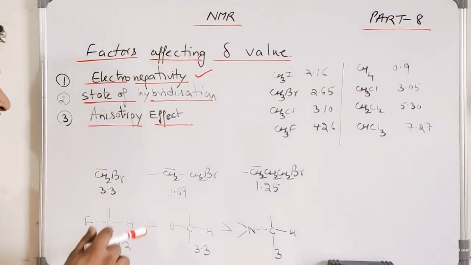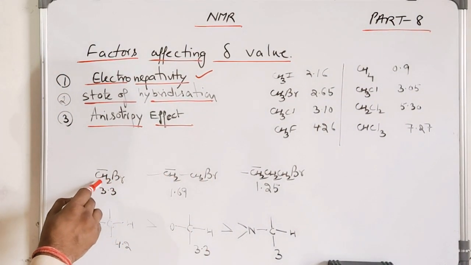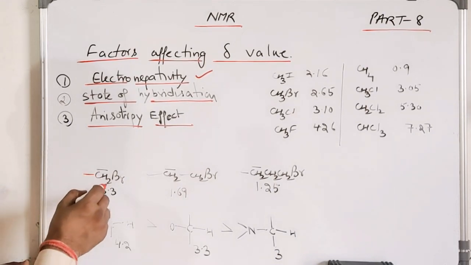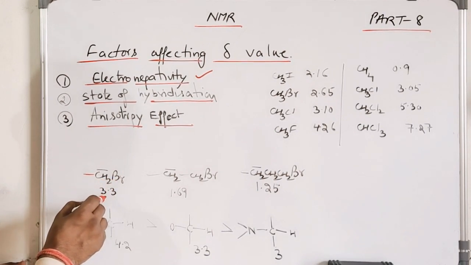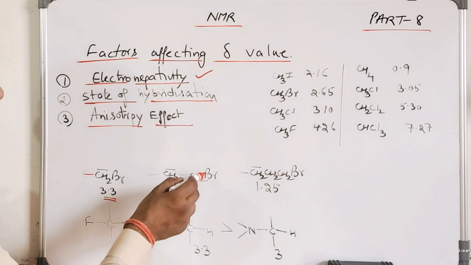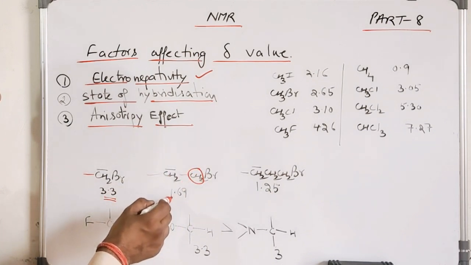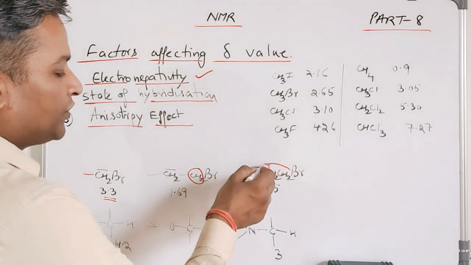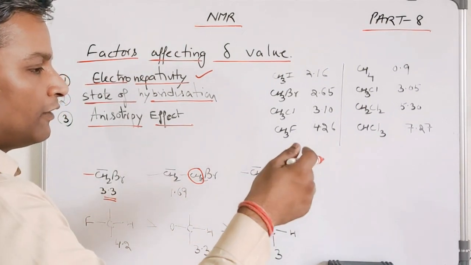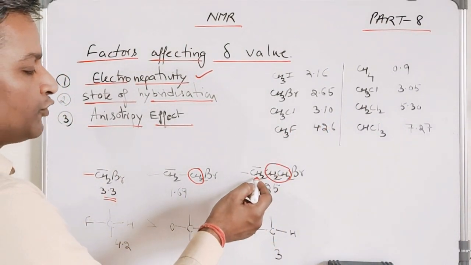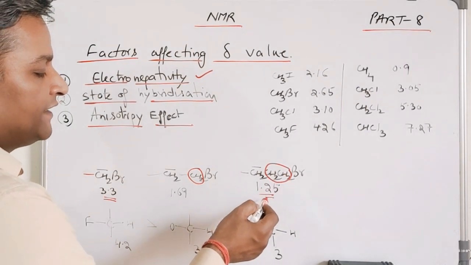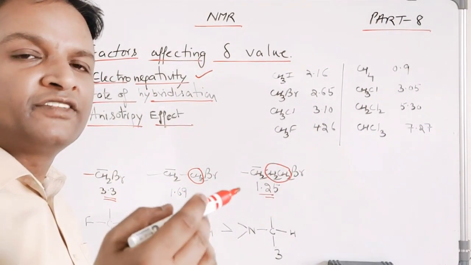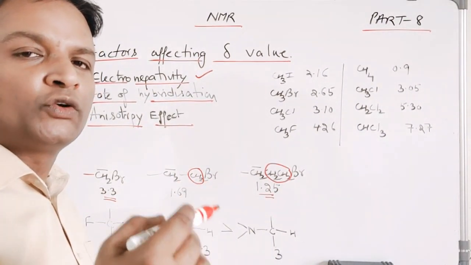The third factor is the distance. Suppose I am considering the delta value of this methylene proton. In this case, bromo is very close, so the delta value is very high, 3.3. In this case, it is separated by one CH2, so the delta value of this methylene proton is 1.63. In this case, it is separated by two CH2 because bromo is far away from the methylene we are considering, so the delta value is least, it is 1.25. So as the distance from the carbon atom in consideration increases, the delta value should decrease.